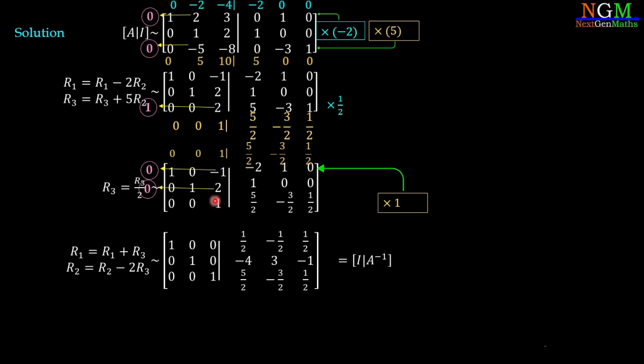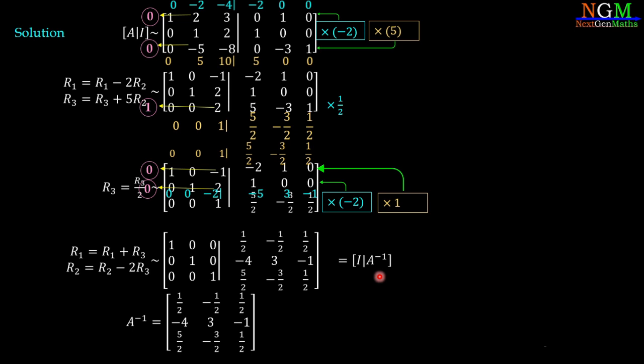Now, to make 2 into 0, we have to multiply the third row by minus 2 and add it to the corresponding entries of the second row. Then we have 0 plus 0, 0; 1 plus 0, 1; 2 plus minus 2, 0; 1 plus minus 5, minus 4; 0 plus 3, 3; and 0 plus minus 1, minus 1. Now matrix A is converted into the identity matrix, therefore the identity is converted into the inverse of A, and we are able to get the inverse of A using the Gauss-Jordan inverse method.